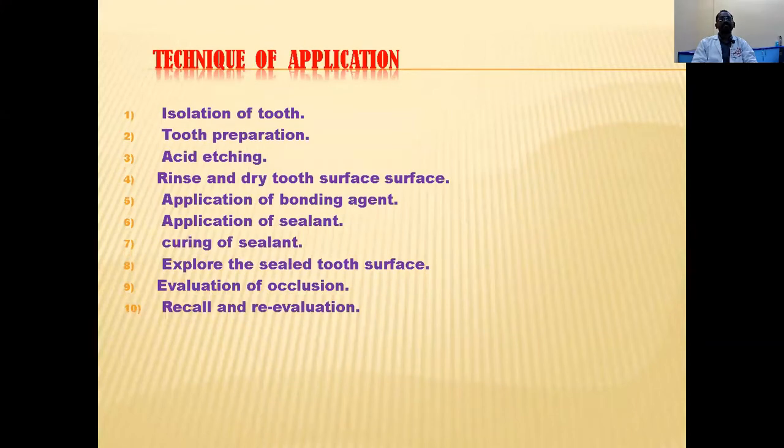The technique of application is: first, isolation should be proper with the rubber dam, and tooth preparation should be done with the fissurotomy burr, and acid etching is done with 37% phosphoric acid, and then rinsing and drying of the tooth surface, application of bonding agent, then cure, application of the sealant and curing the sealant, and explore the sealed tooth surface, then evaluation of the occlusal surface.